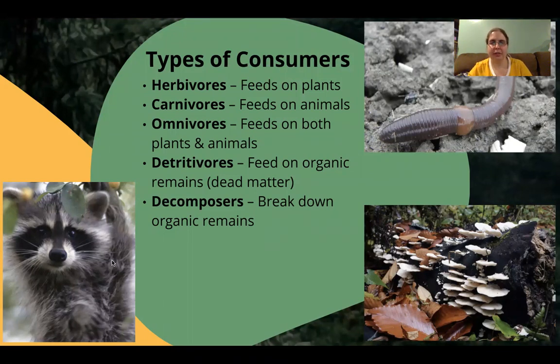Carnivores are organisms that feed on other animals, like we saw with the lion. So it gets its energy from the meat. Well, I shouldn't say meat, but from an actual other animal. So whether it is a lion eating a zebra, a hawk eating a mouse, a shark eating a fish.